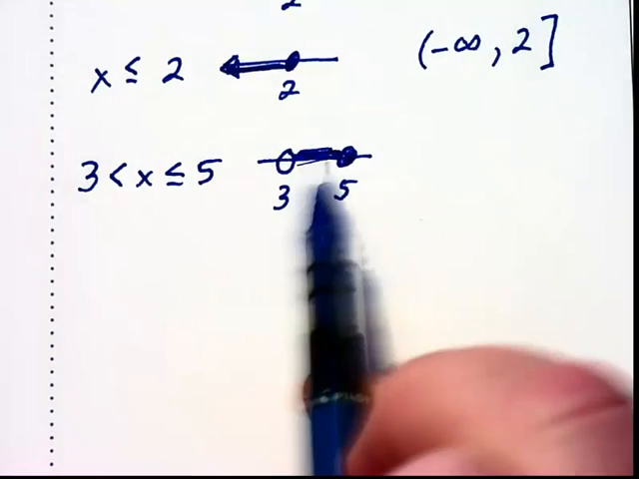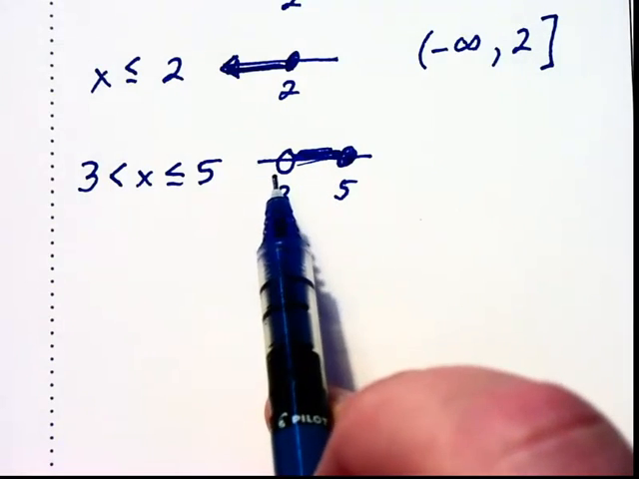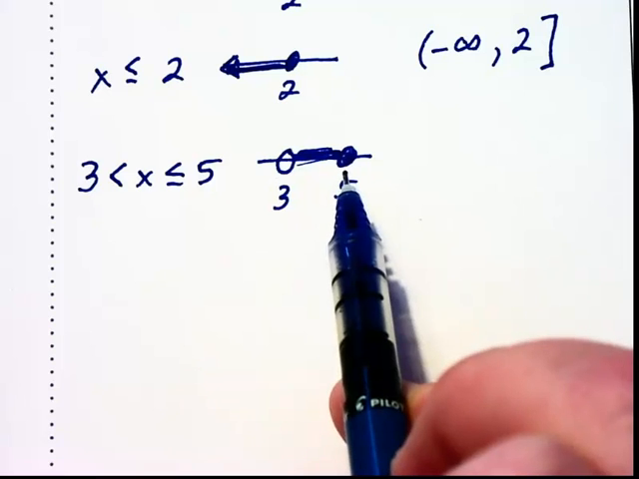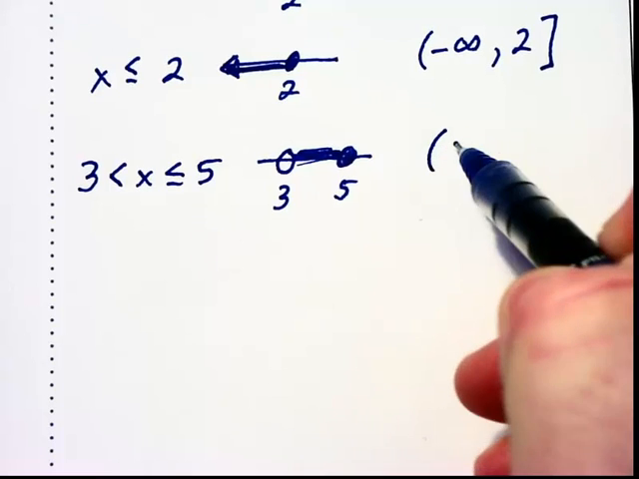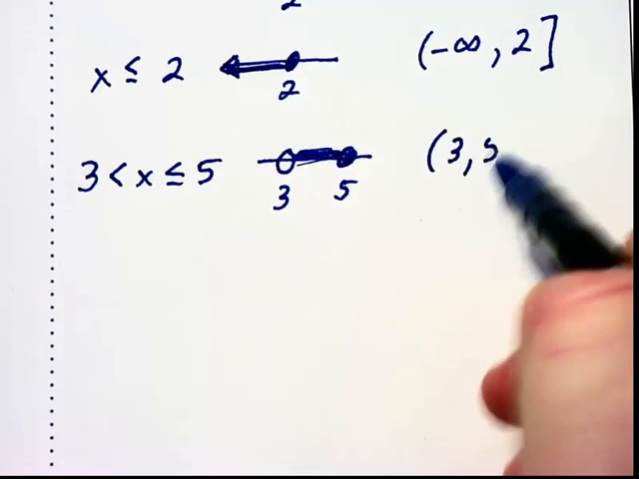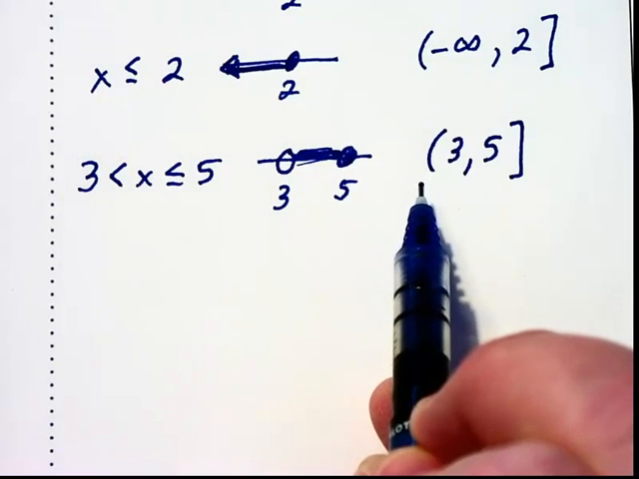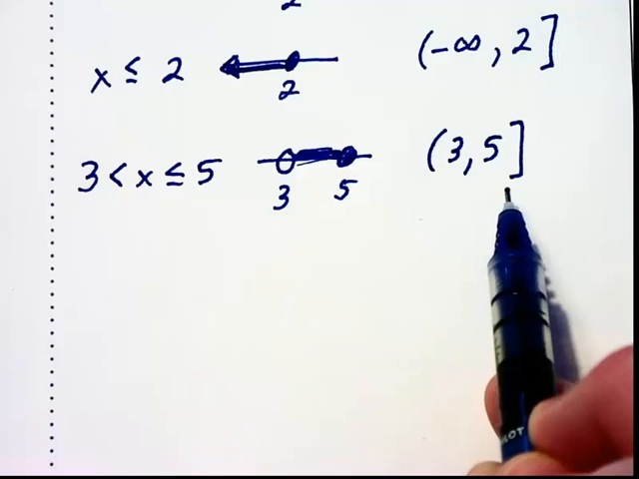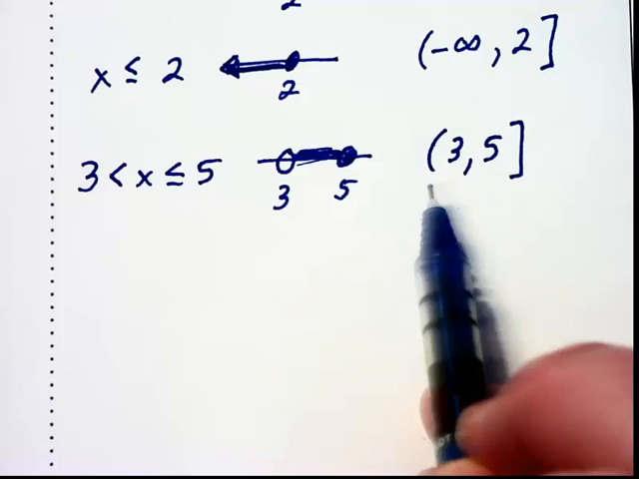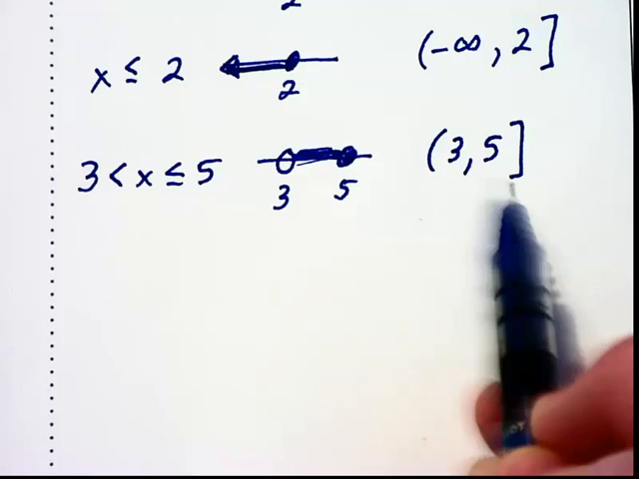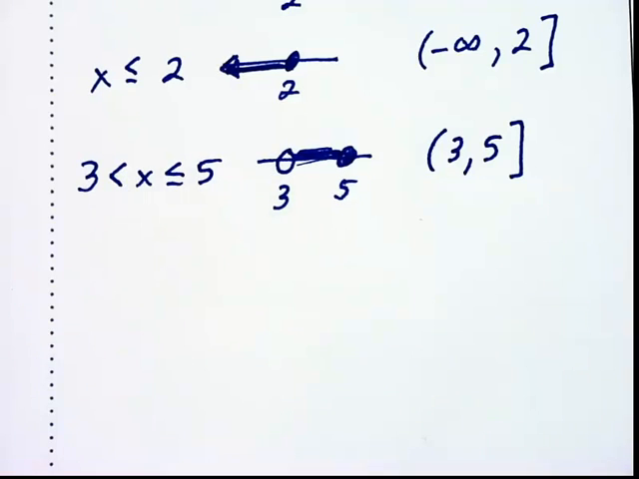Each point that has shading on it is part of the solution set. 3 on the left interval endpoint is not included, yet 5 is on the right interval endpoint. This in interval notation would be written as from 3 to 5, where we use a parenthesis because we do not include the 3 at the left endpoint, and a bracket because we do include the 5 at the right endpoint. We can mix and match these parentheses and bracket symbols depending upon what we see in the original inequality.